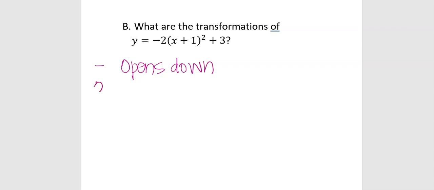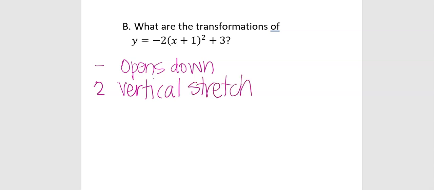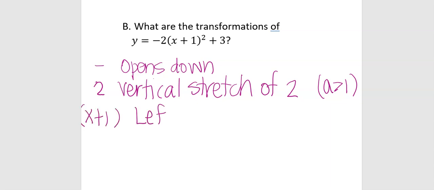What about the 2? Yep, vertical stretch of 2. And I'm going to say that because a is bigger than 1, that's why we did that. What does the x plus 1 mean? Left 1. And what does the plus 3 mean? Up 3.